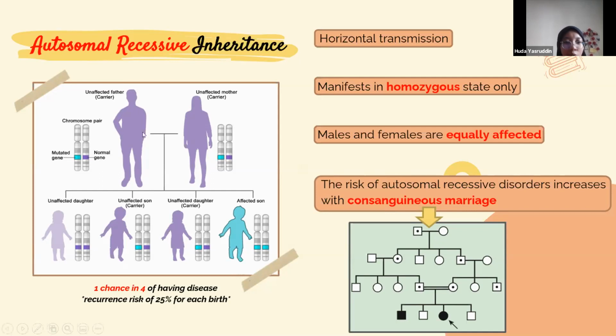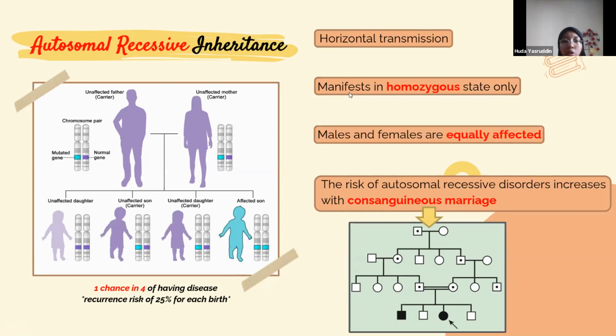So basically they need to be together in order to manifest, the two affected genes. So that is not normally the horizontal transmission, unlike the autosomal dominant, which means they only have to carry only one gene. So it is vertical transmission. And then, okay, so autosomal recessive manifests in homozygous state only.